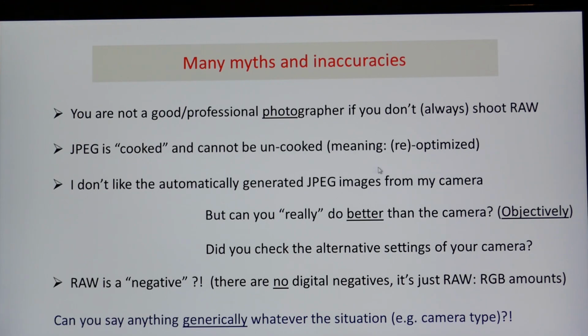A JPEG is not necessarily cooked. It looks like you can't do anything with the image anymore. If it's too dark, you can't brighten it. Well, you can also do that in JPEG to a certain degree. It may sometimes be better to do it in RAW, but lots of problems can be cured even in JPEG, we should not forget it.